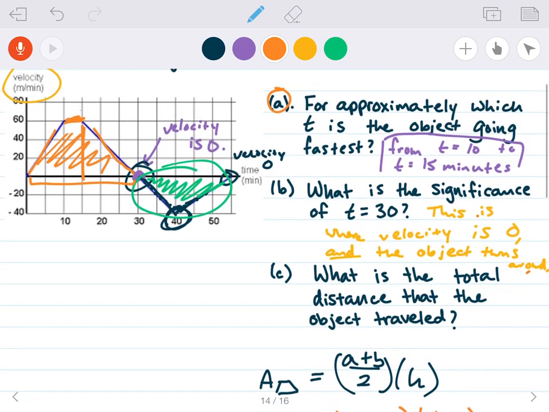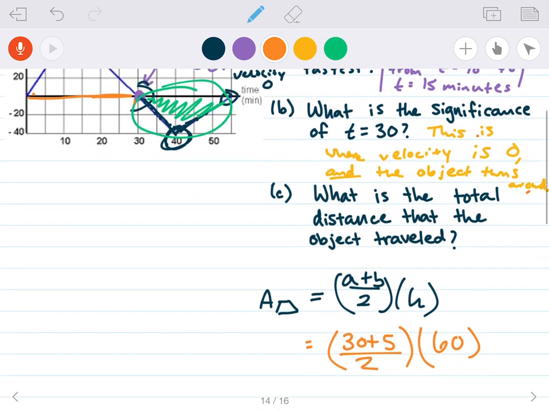Did I do this right? Let me just double check. So our base here is 30. Base here is 5. Okay, yeah, I think that's right. Okay, so let's go ahead and do this. We have 35 times, let's see, 35 times 30. It's going to give me 1,050.